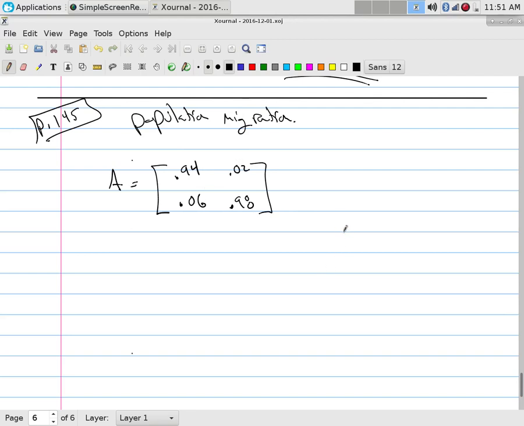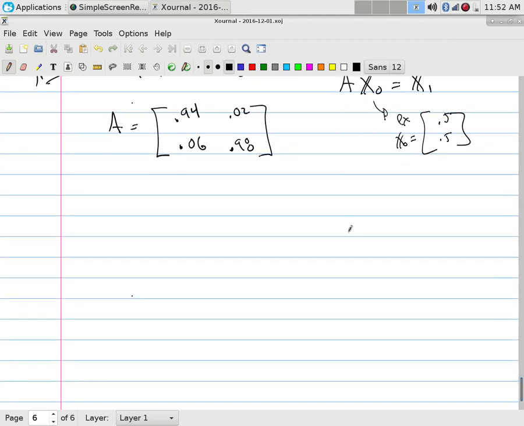And what's the whole purpose of this thing? The purpose was to say, how many people do we have now, and how many people do we get to. What does X0 represent? X0 could be, for example, 0.5, 0.5. I don't know what they actually had, but if they said 0.5, 0.5, 50% of the people live in region A and 50% of the people live in region B. Then you multiply by this matrix, and it tells you what happens next year.